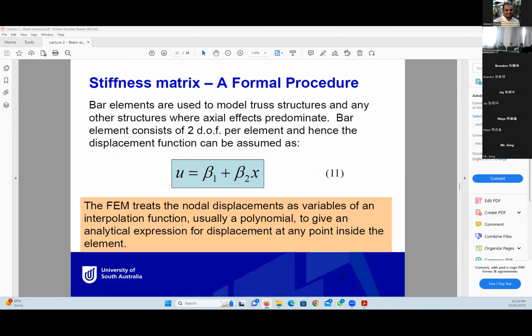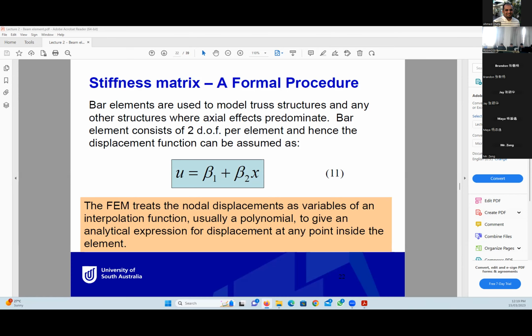Bar elements are used to model trusses or truss structures. And as you know, any truss can carry only axial load, which is tension or compression forces. So in trusses, we know that the axial effect is predominant, and the bar element consists of 2 degrees of freedom per element. Again, as I mentioned before, each node of a truss element has 1 degree of freedom. So the element has 2 degrees of freedom because it has 2 nodes.